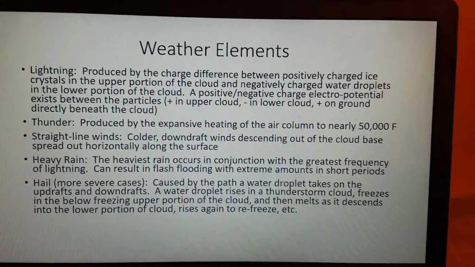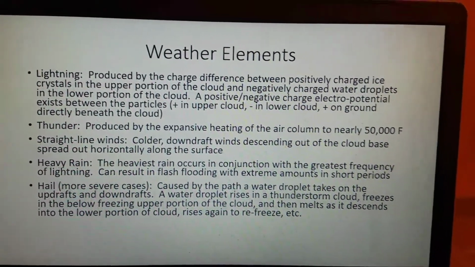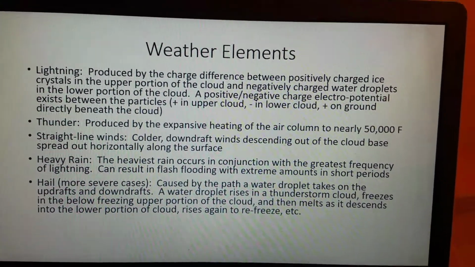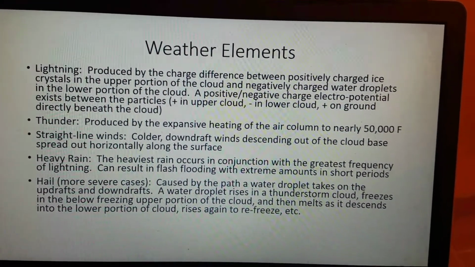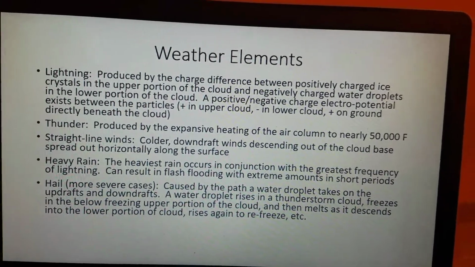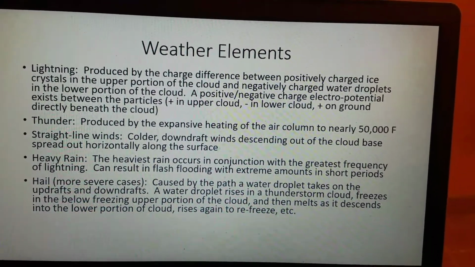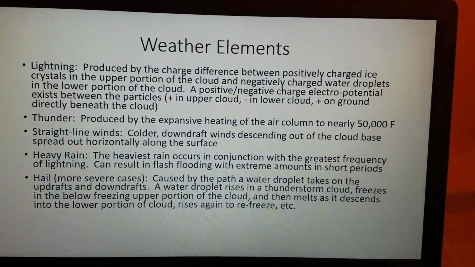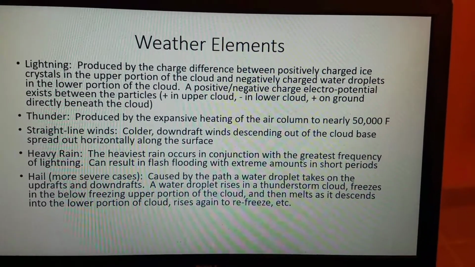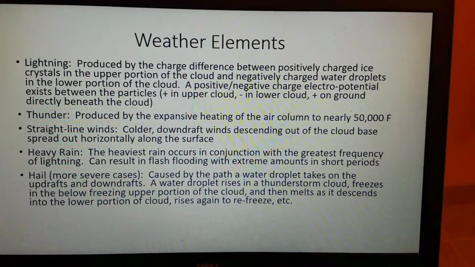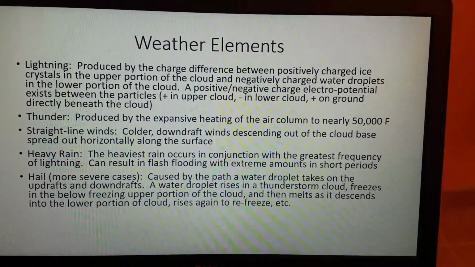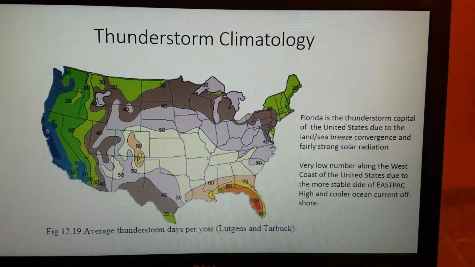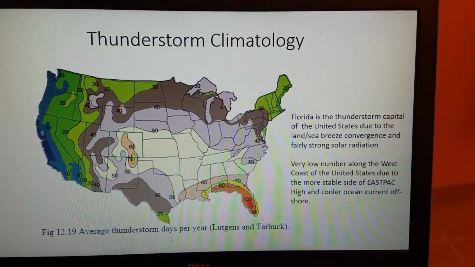This is caused by the path a water droplet takes. So as the water droplet rises up on these updrafts, these upward rising currents of air in the thunderstorm, it rises towards colder portions of the thunderstorm and freezes. And then there's a downdraft that will take that, and basically it'll recycle up again to the upper portion of the cloud, and it'll accrete additional layers of ice, and then when it gets heavy enough, it falls to the ground.